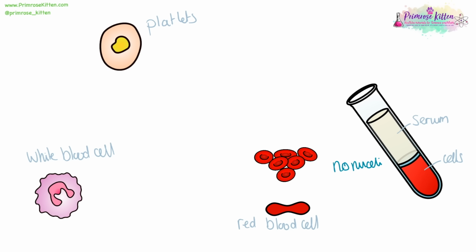And this is so they have more space to carry oxygen, which is their main function. White blood cells are part of the immune system. And platelets are fragments of cells, and they are important for things like clotting.